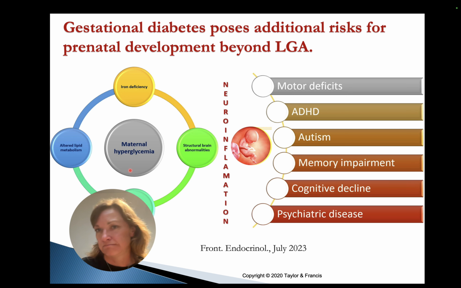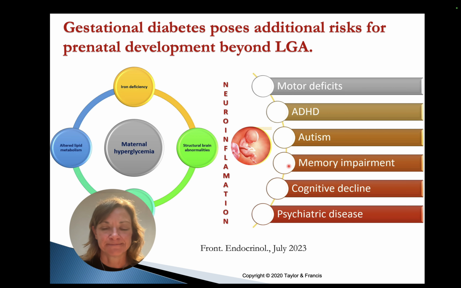Personal note, I had gestational diabetes and my 17-year-old seems okay. But if maternal hyperglycemia persists, that means mom doesn't control blood sugar, then you're putting baby at risk for a whole host of developmental problems, including motor deficits, higher risk of ADHD and autism, and cognitive impairments, including memory decline.